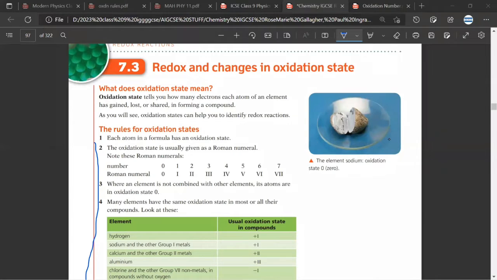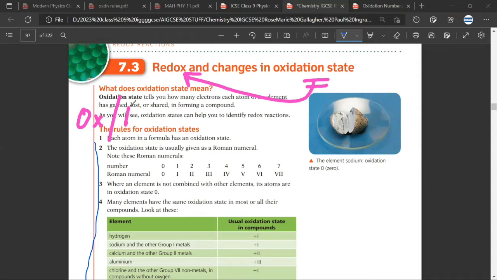So Chris, what we'll do is we'll understand what is the oxidation state, so that we understand in a redox reaction which element, which party, is going oxidation and which party is going reduction.